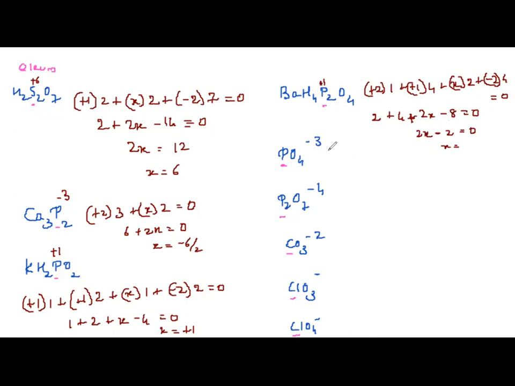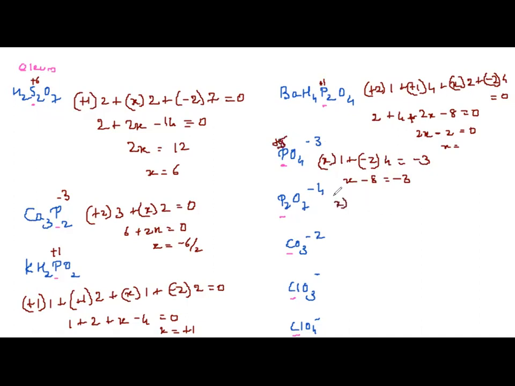Okay, here phosphorus. So X into 1 plus minus 2 into 4 is equal to, what is the charge? Minus 3. So X minus 8 is equal to minus 3. So X is equal to 8 minus 3, that is equal to 4. So it is plus 4 on PO4 minus 3. Is that right? I'm sorry, it is plus 5. 8 minus 3 is 5.